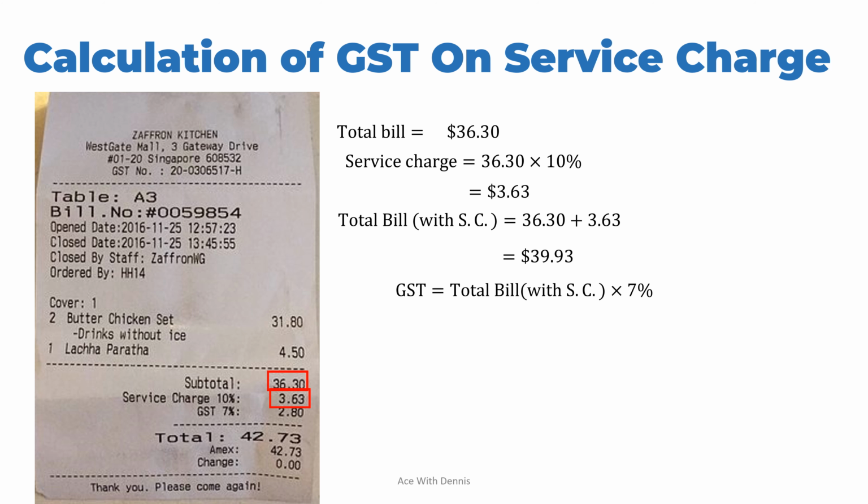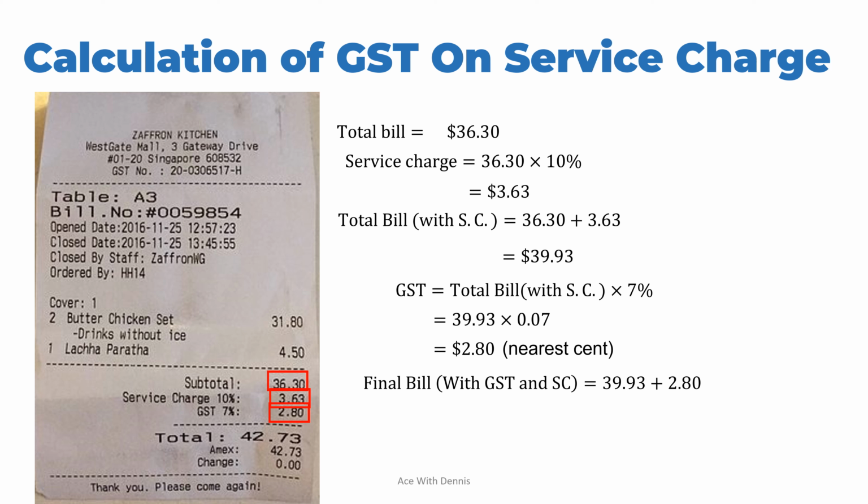$39.93. Next, we move on to calculate the GST, which is the total bill with service charge times 7%. So for this case, it's $39.93 times 0.07, and the value is $2.80 to the nearest cent. So as stated here. Okay, and we can calculate the final bill with GST and service charge, which is $39.93 plus $2.80, and the answer is $42.73 as stated here.